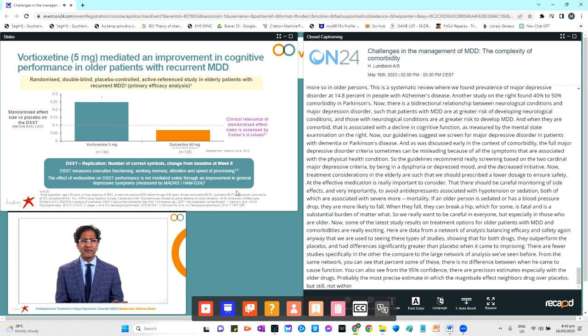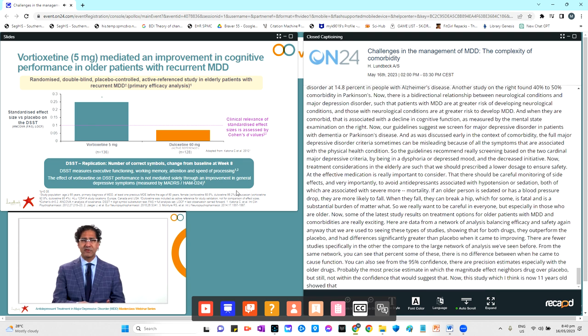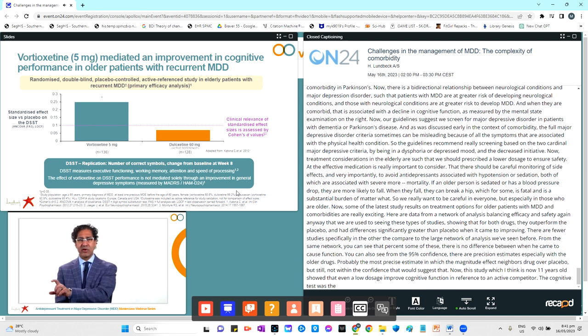Now, this study, which I think is now 11 years old, and it's an important one by Katona, showed that even low-dose vortioxetine improved cognitive function in reference to an active comparator, specifically duloxetine. The cognitive test was the digit symbol substitution test, in which you have a code and you have to transcribe figures into another area based on that code, and it requires attention, processing speed, working memory, and executive function.